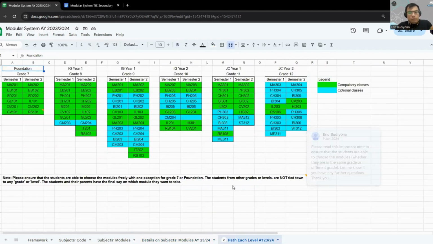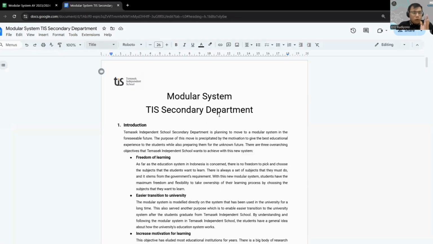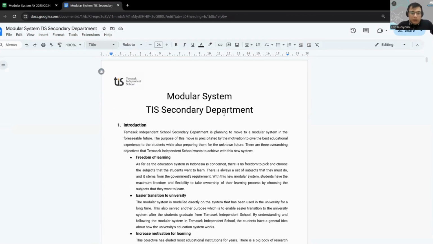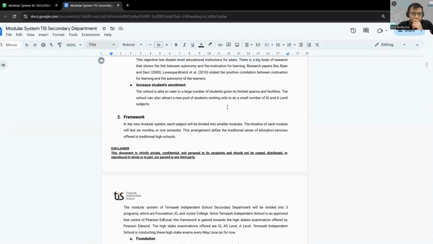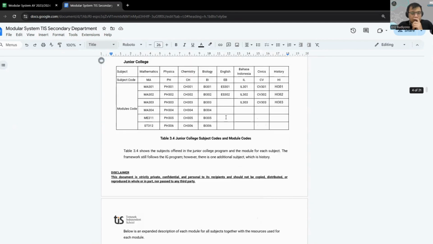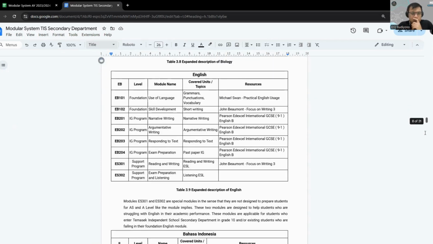And this is basically the pathway, all this stuff is everything here. And this is the document that I created to explain what the modular system is. As you can see, there's a lot here. We have an introduction, as I said just now, the reason why we have this modular system. And then we have the framework, subjects, etc. I think I have a lot of pages here.